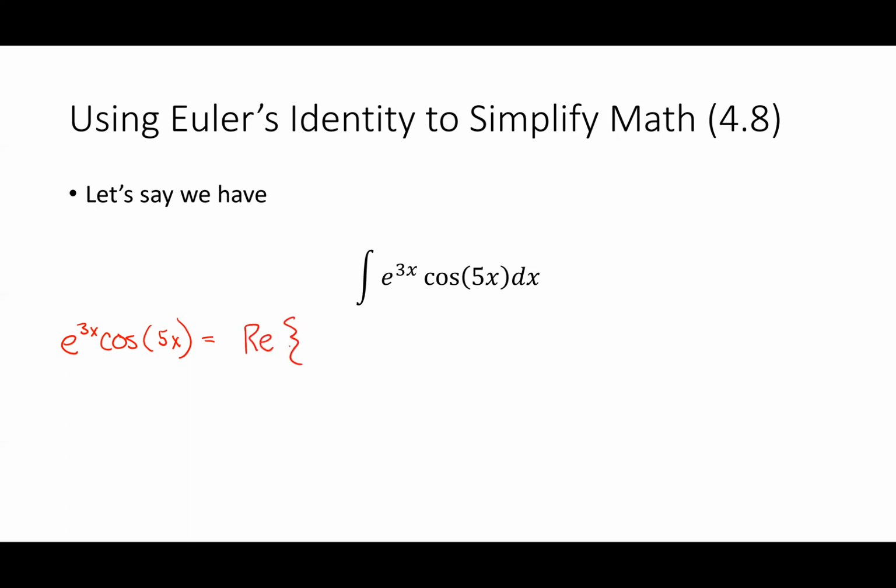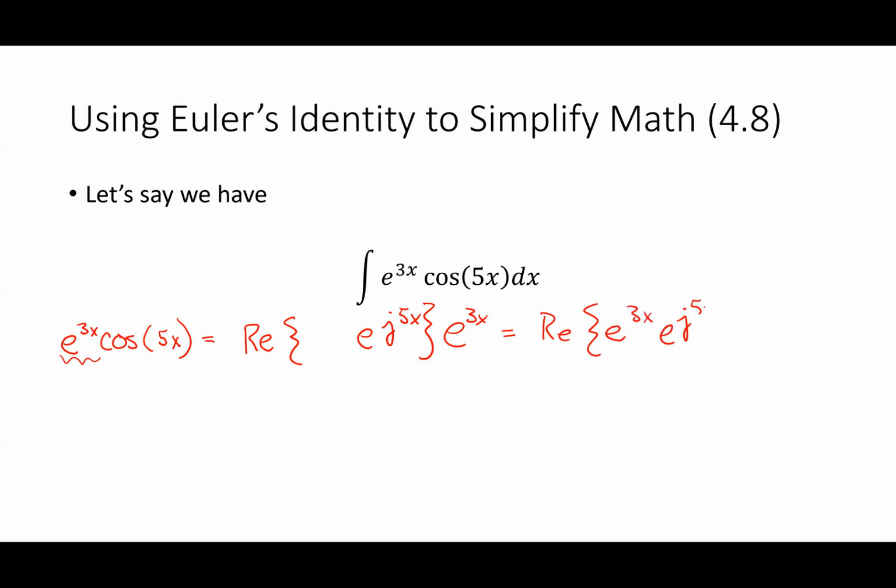Now, if I see a cosine 5x, what is cosine 5x going to be the real part of? E to the j 5x. Now, what gets confusing for people is e to the 3x, this guy is just like a constant in front of this, just like a multiplier. So I could put the e to the 3x outside like that, except e to the 3x is just a real number, so that's never going to give me any problems. So I'm just going to say this guy is the real part of e to the 3x, e to the j 5x.